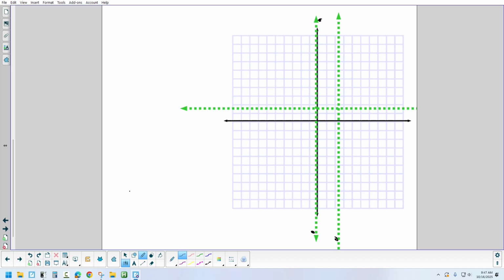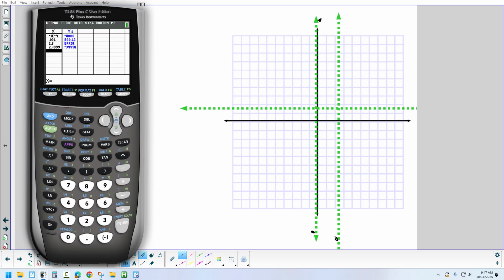And now let's do a value that approaches 2.5 from the right side. What would be a number we could plug in for that? 2.5001. Okay, we're at 345,000. So we're way, way up.